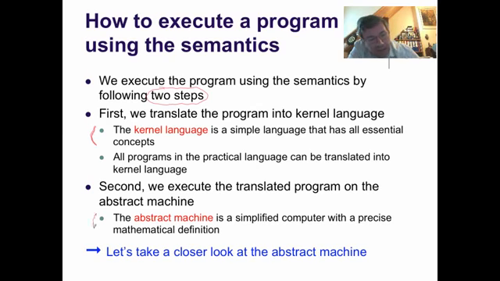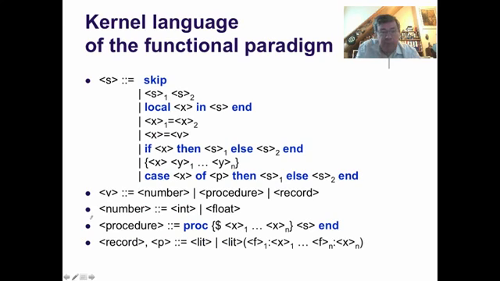The second step is to execute the program in kernel language on the abstract machine. The abstract machine is a simplified computer with a precise mathematical definition. Now let's take a look in more detail. So here is the actual kernel language.